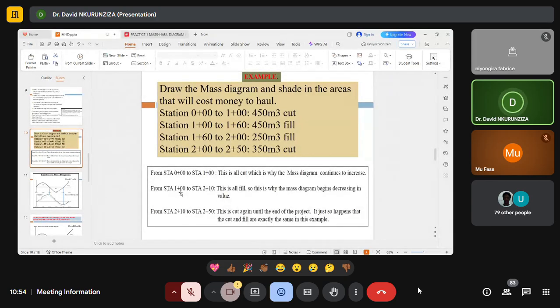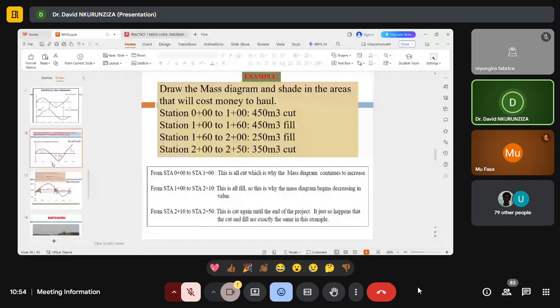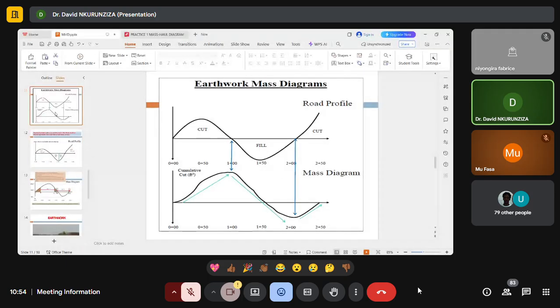Then from 1 up to 2. So if you try to draw this one, you have something which looks like this. This shows you that this is a cut. The fill, you can see the fills are taking place. And then you can see at the end of the project, if this one goes up, we'll be having a waste.